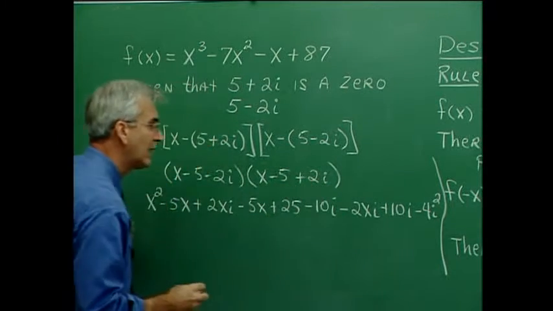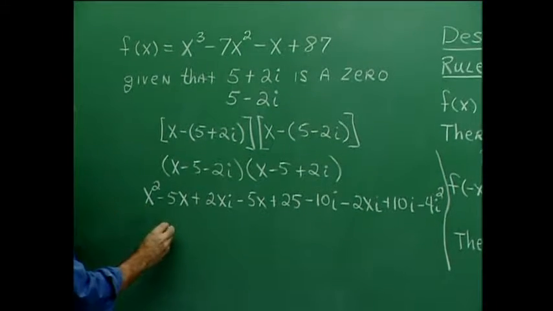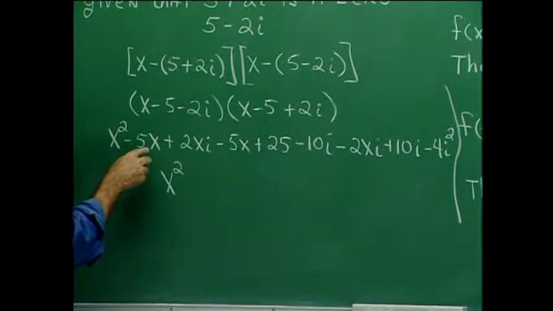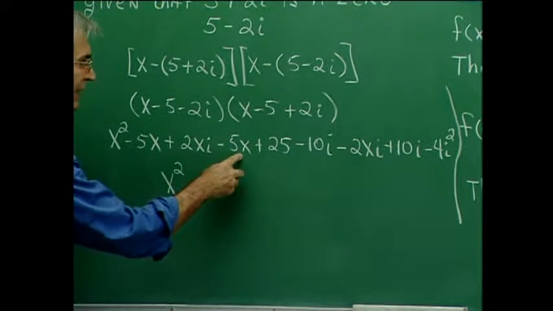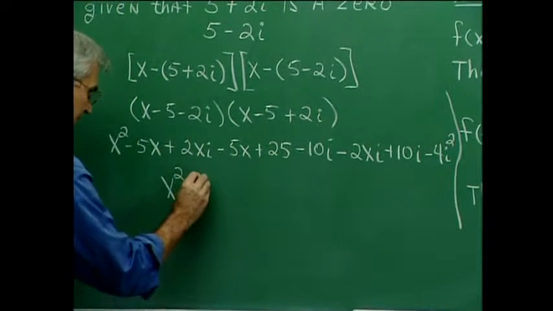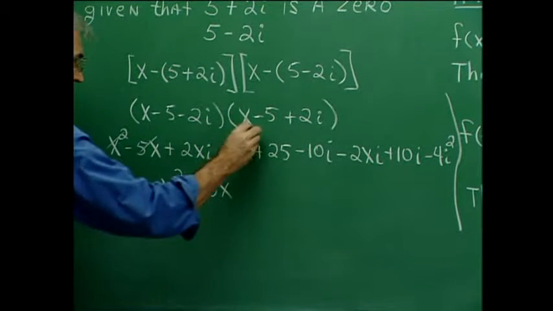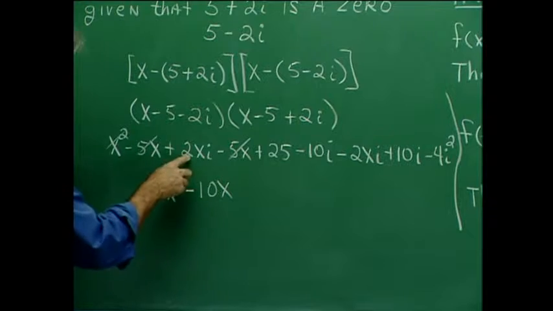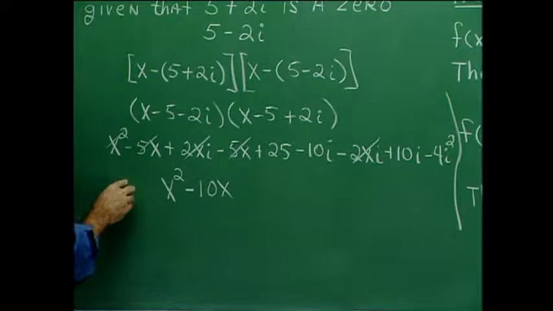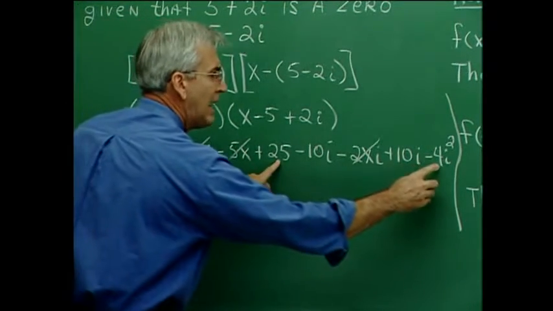All right, let's come back and collect some like terms. I've got no other terms that are x squared, so I'll bring down x squared. We should get some nice cancellations here. Let's see if we don't. Minus 5x minus 5x, that's minus 10x. I have no other x terms. So minus 10x. Now to keep track of things, I've already used those two. 2xi minus 2xi. Good, they take each other out. We have 25 here. And we have minus 4i squared.